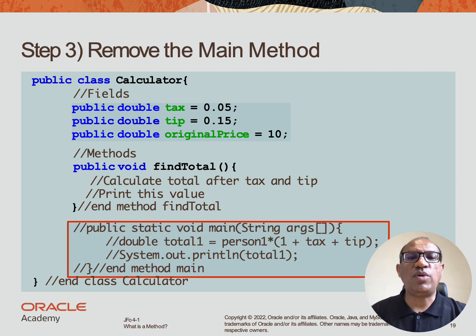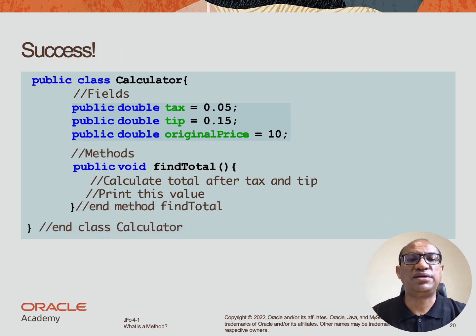Step 3. Once all behavior is handled by your custom methods, you can even remove the main method from that class, then call it from another class that drives your application. Great. You've got a clean class, fields for data, methods for behavior, and no redundant code.